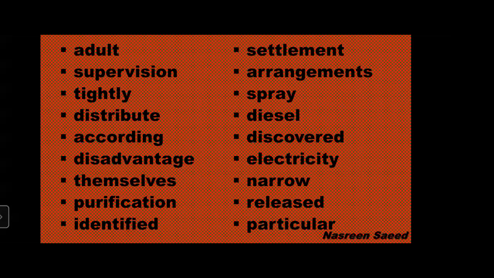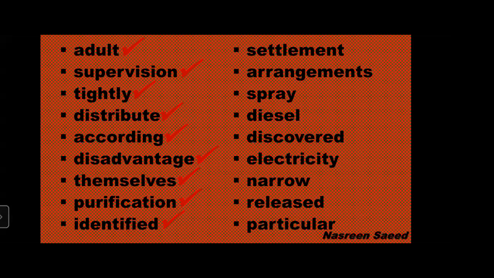Adult. Take the screenshot of the slide. Supervision. Tightly. Distribute. According. Disadvantage. Themselves. Purification. Identify. Take the screenshot.